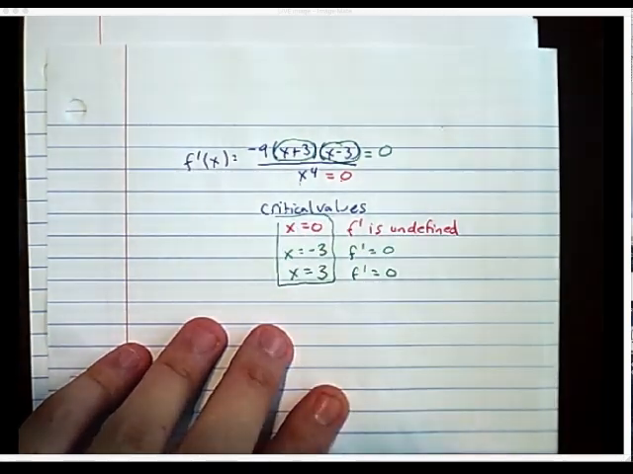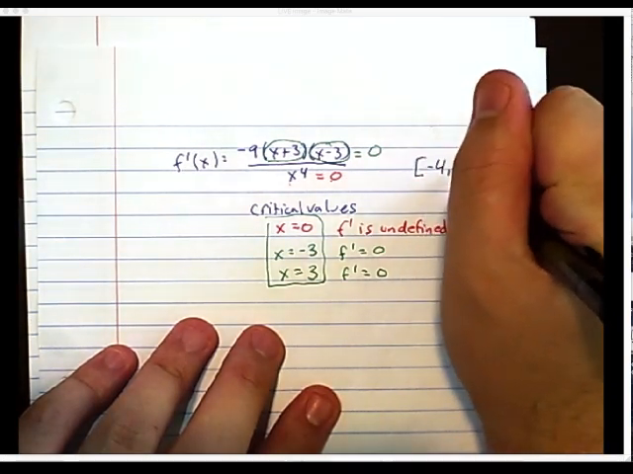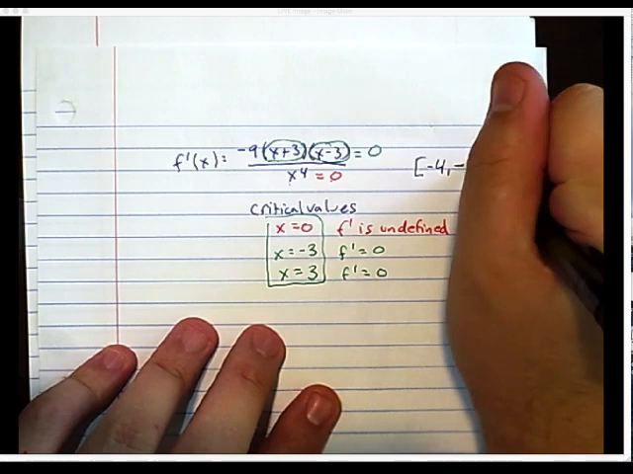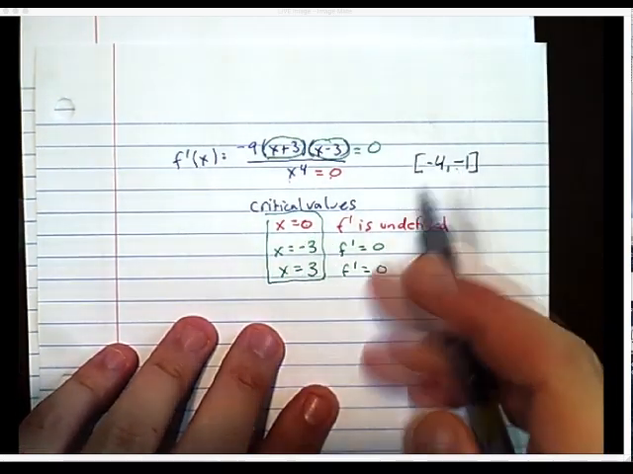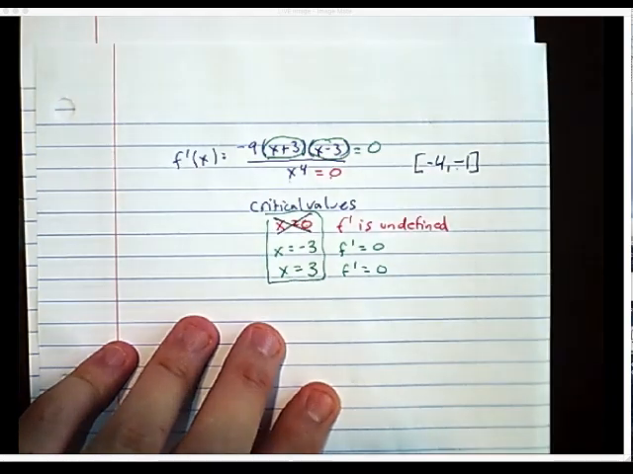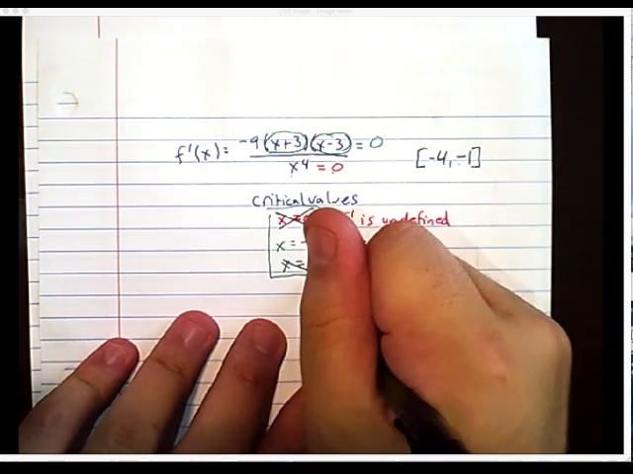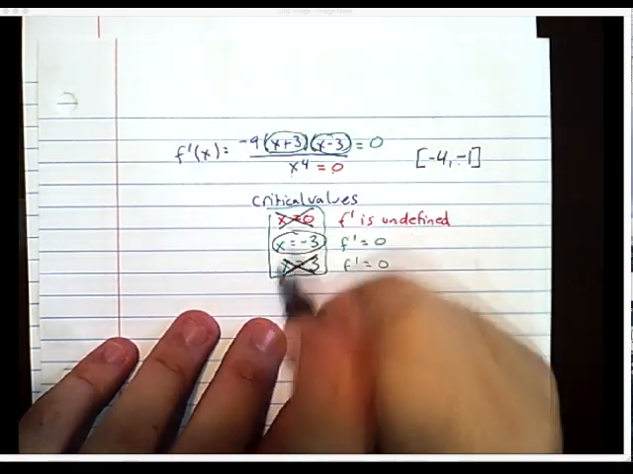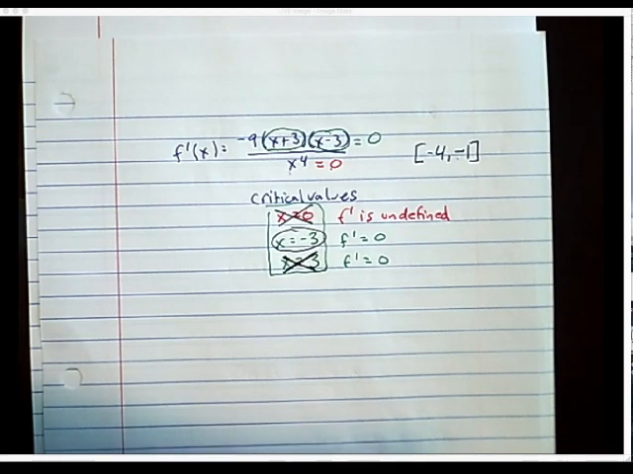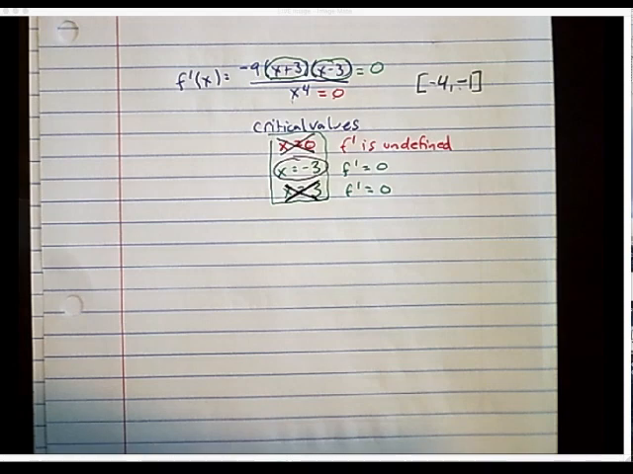But let's go back and think about our interval. Our interval was we're only looking at things from negative 4 to negative 1. 0 is not in that interval, so we can eliminate that one. Positive 3 is not in that interval. So the only critical value we have is at negative 3. That's the only critical value there is.